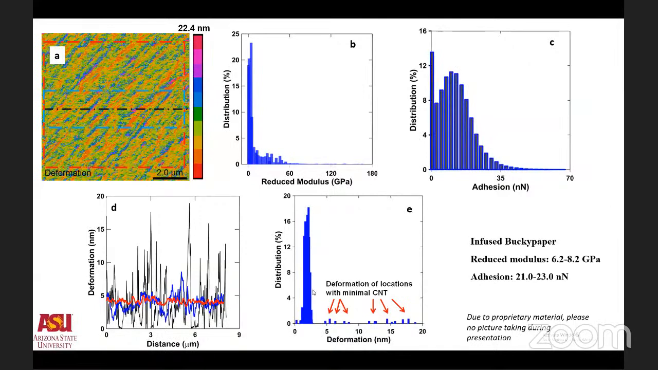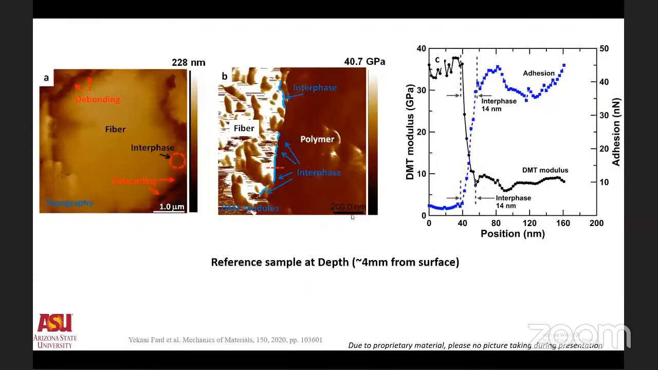The deformation is bell-shaped with an average of 2 to 2.5 nanometer, with a handful of points that show large deformation. So overall, macroscopically, the reduced modulus of our bucky paper is between 6.2 to 8.2 gigapascal, and adhesion is between 21 to 23 nanometer.